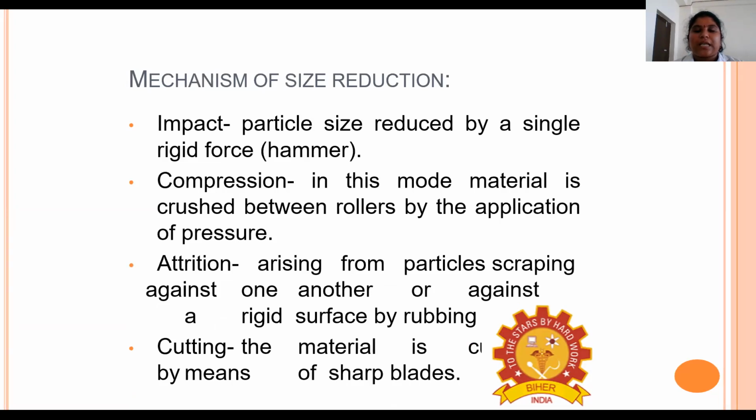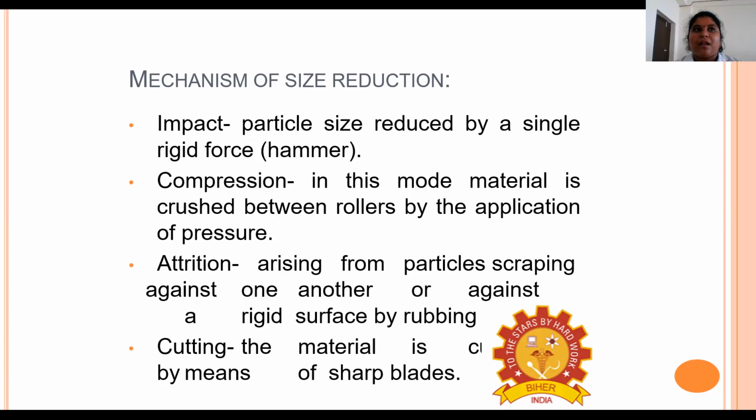So what types of mechanisms are involved in size reduction? Impact, compression, attrition, cutting. Impact, in the sense that by applying pressure on a particular sample, we can produce an impact. That means we can reduce particle size by a single rigid force.